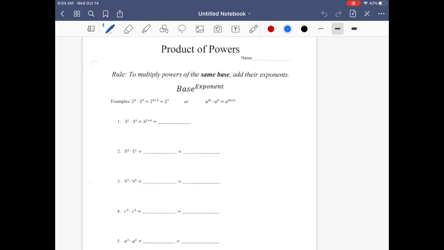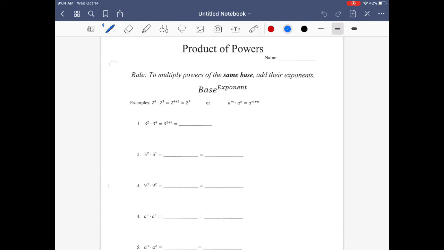So today we are going to talk about this product of powers, but I mostly refer to this as the product rule just because it's less of a mouthful. So the rule is to multiply powers of the same base, you add their exponents. Once again, I know we already talked about this, but our base is the larger number and our exponent is the number that's up above our base and smaller.